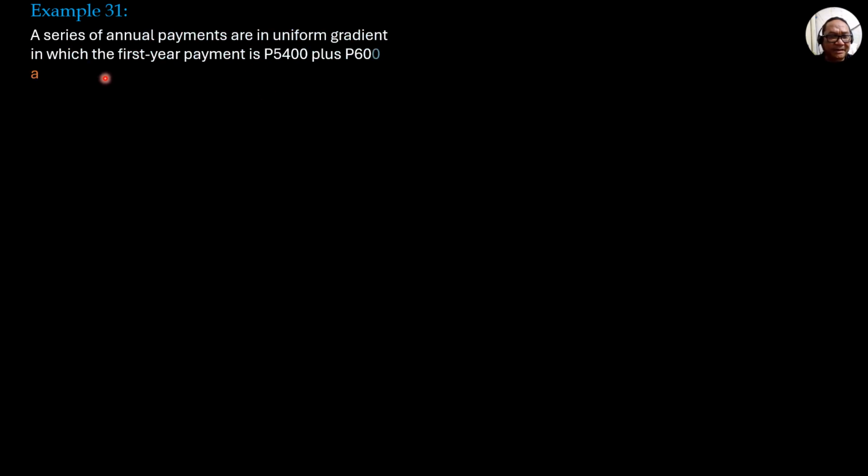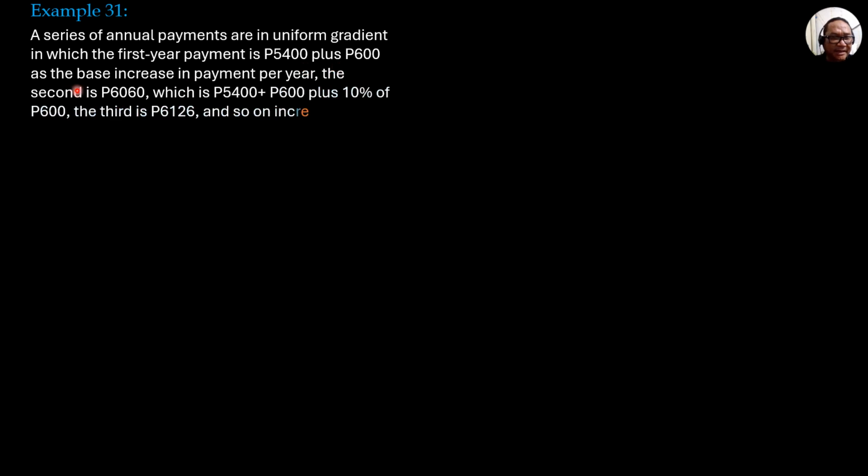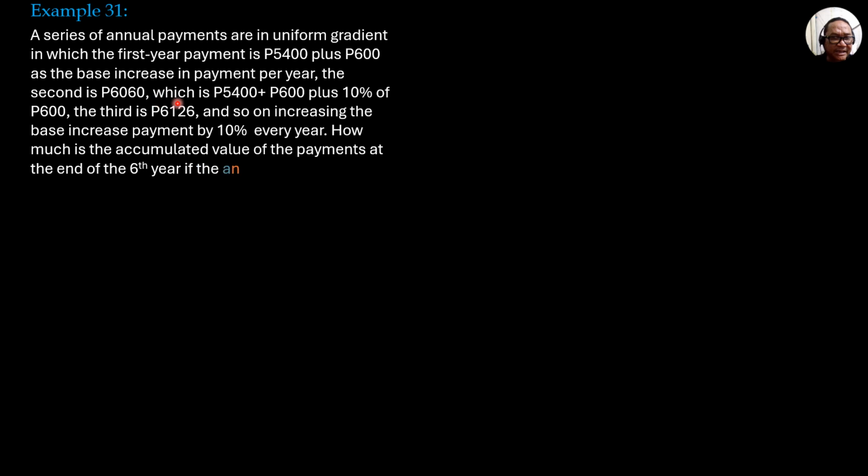So for this last example, 31, a series of annual payments are in uniform gradient in which the first year payment is 5,400 plus 600 as the base increase in payment per year. The second is 6,060, which is 5,400 plus 600 plus 10% of 600. The third is 6,126 pesos, and so on, increasing the base payment by 10% every year.